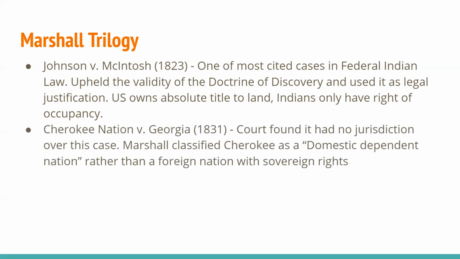So then the second case in the Marshall Trilogy was Cherokee Nation versus Georgia. This took place in 1831, and this case is really interesting because the court actually found it had no jurisdiction over this case. Georgia was trying to enforce its state laws on Cherokee Nation, and Cherokee Nation asked for an injunction against Georgia, essentially asking the Supreme Court to make Georgia stop trying to enforce its laws on Cherokee Nation.